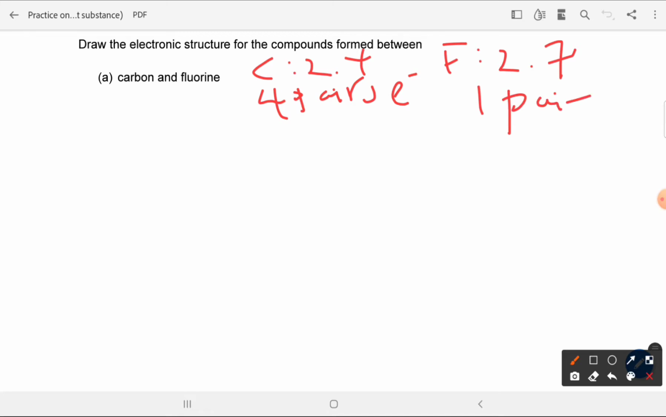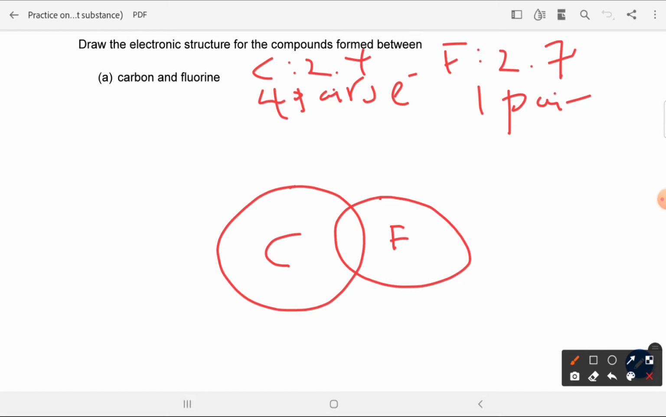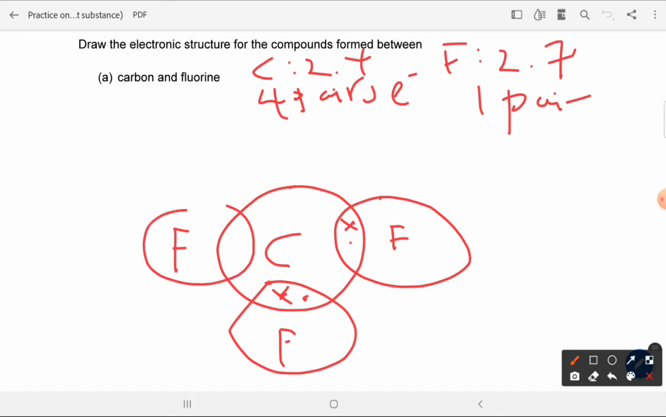So when you draw the dot and cross diagram, always draw the valence shell first. So share 1 pair of electrons with a fluorine atom, and then you would need to share another pair of electrons with a second fluorine atom, and then carbon needs to share a third pair of electrons with a third fluorine atom, and finally it needs to share a fourth and a final pair of electrons with a fourth fluorine atom.